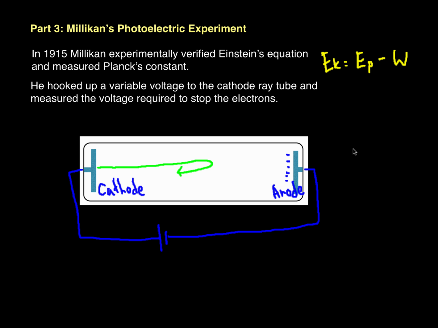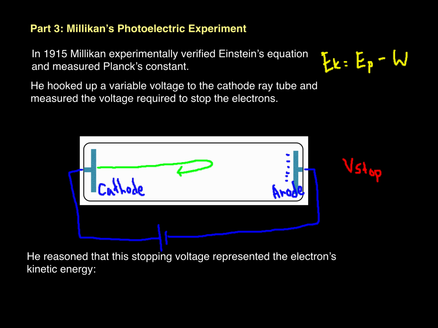This was called the stopping voltage, or V stop. It was the voltage that was required to stop the electrons from flowing from the cathode to the anode. He reasoned that this stopping voltage represented the electron's kinetic energy, since voltage is equal to energy divided by Q. The energy of the electrons would be equal to Q times the stopping voltage.